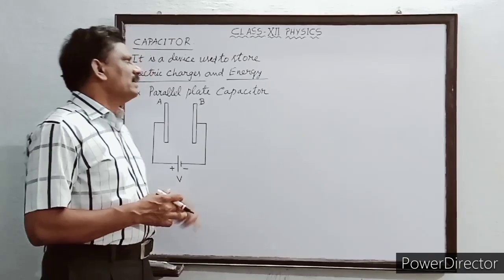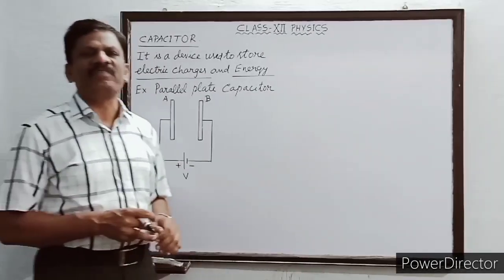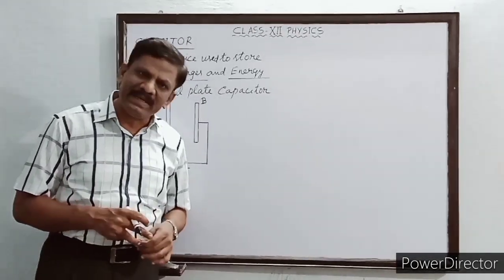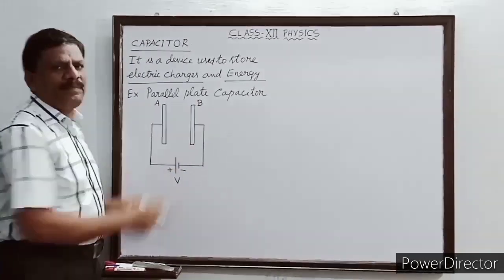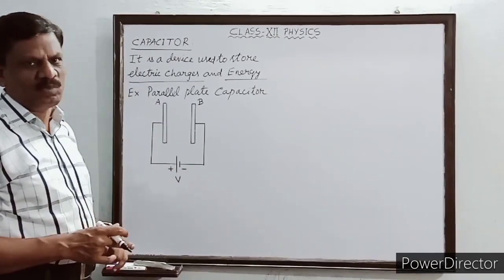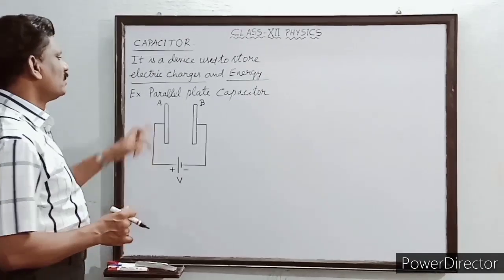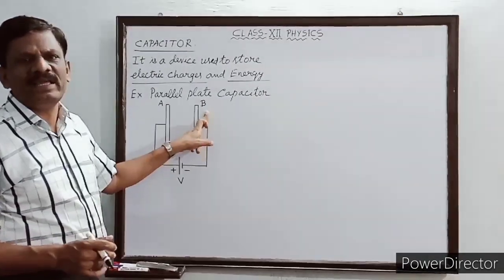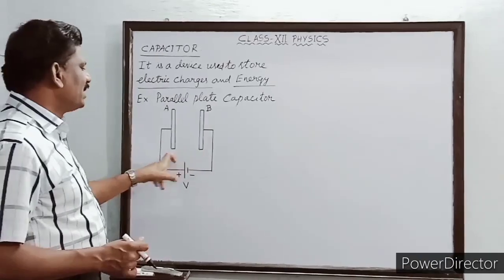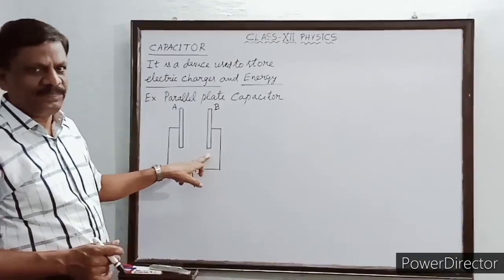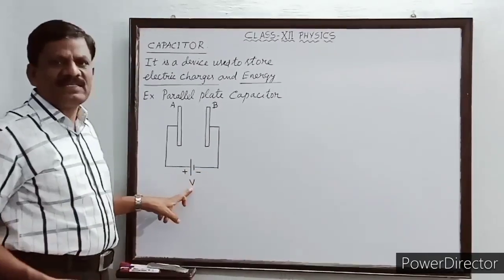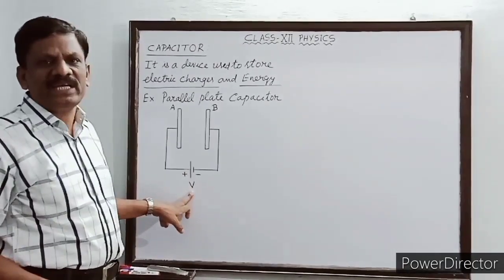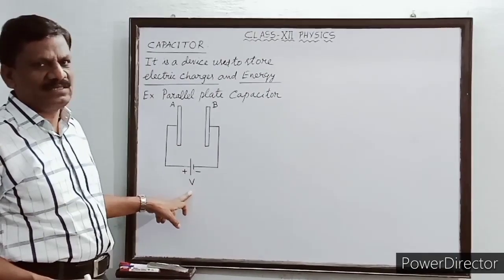But now we are going to discuss only one type of capacitor, namely the parallel plate capacitor, the simplest one. It consists of two parallel, mostly circular, metal plates. The two metal plates A and B are parallel to each other, and they are connected to a cell whose terminal potential difference is V volt.